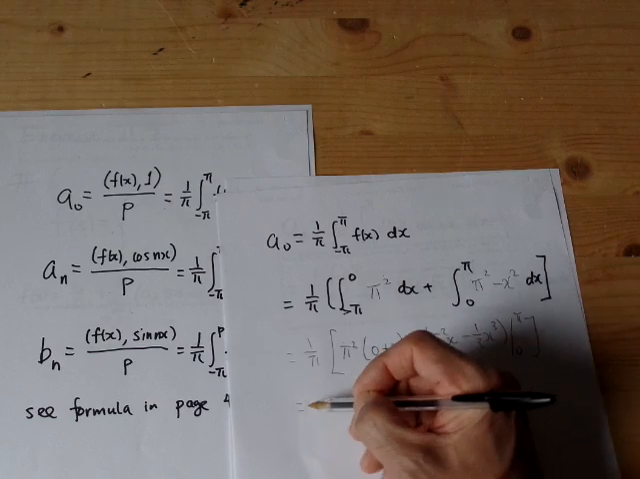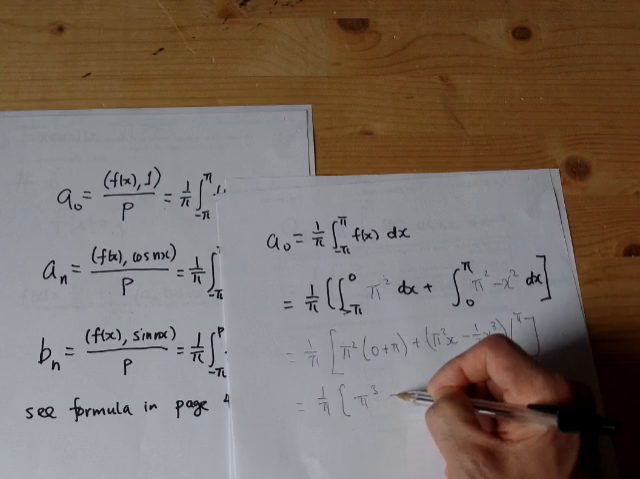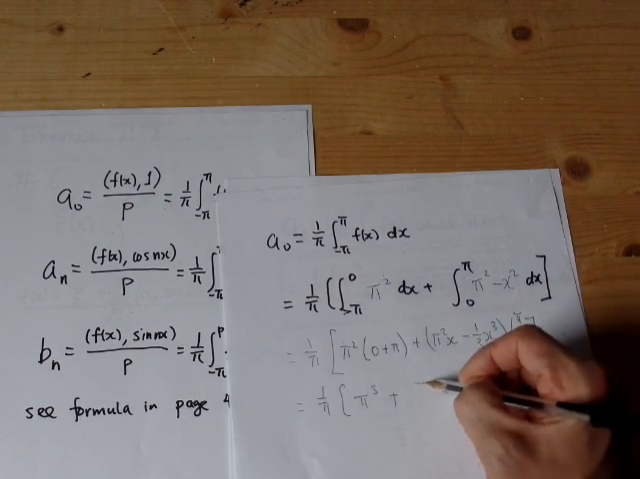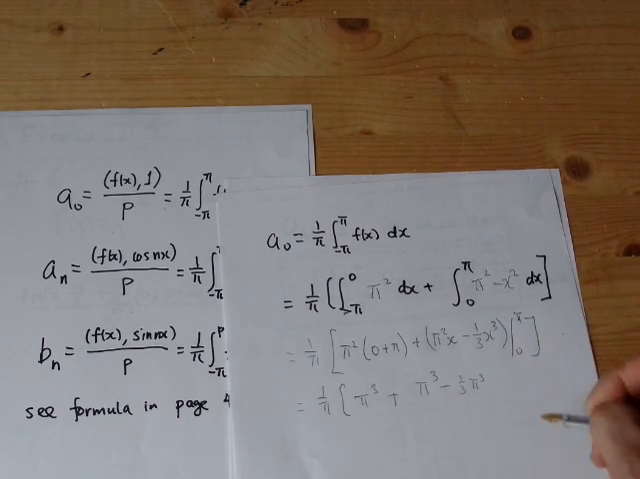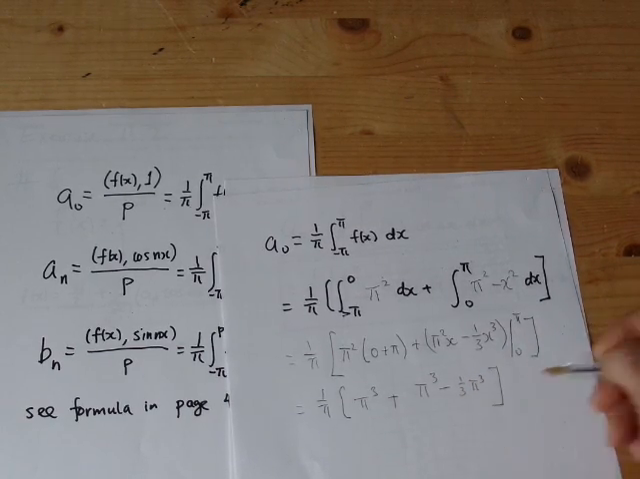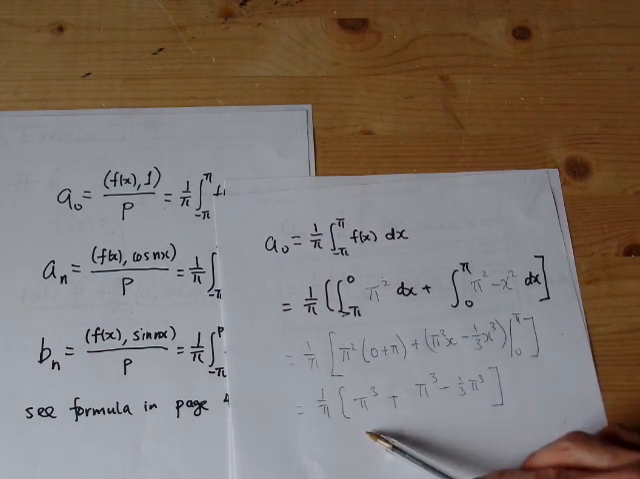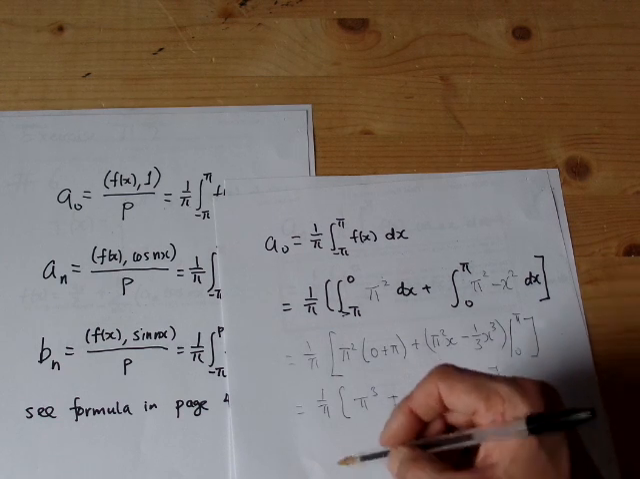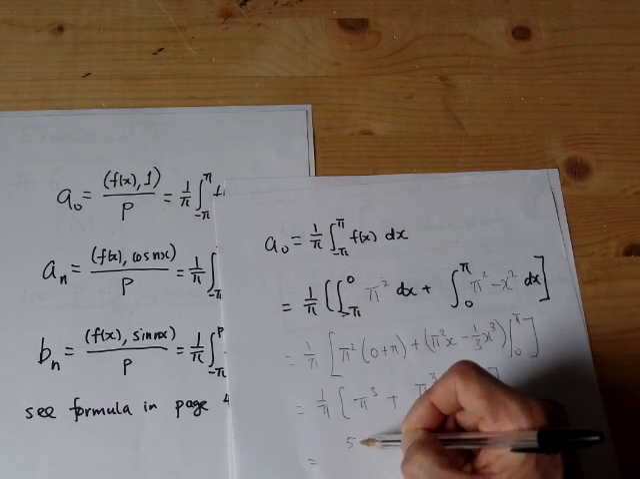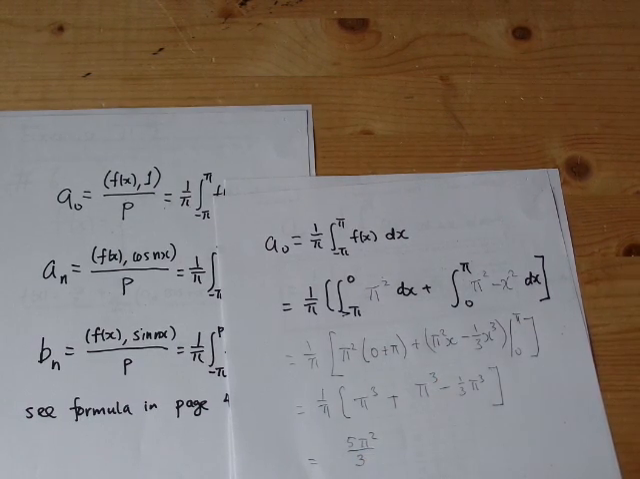And that would be 1 over pi times pi cubed plus, this will be pi cubed minus 1/3 pi cubed, and minus a whole bunch of 0. And the answer is going to be pi cubed over 3 plus 2/3 pi cubed. That's 5/3 pi cubed. Pi cubed divided by pi is pi squared. So 5/3 pi squared. We found A0.